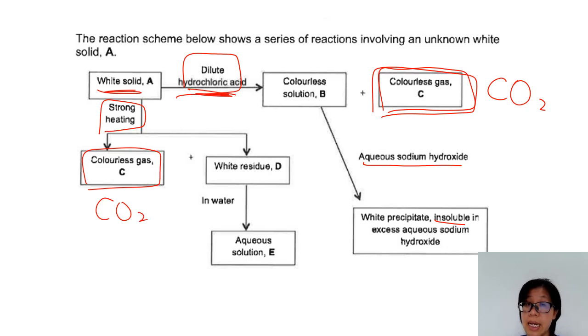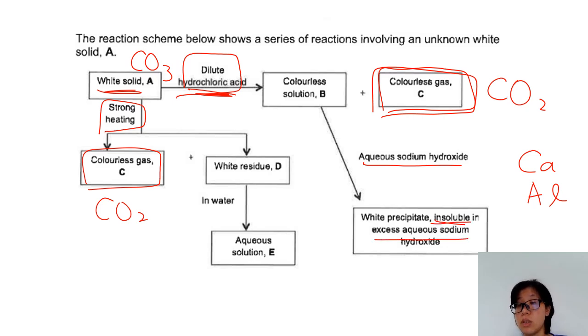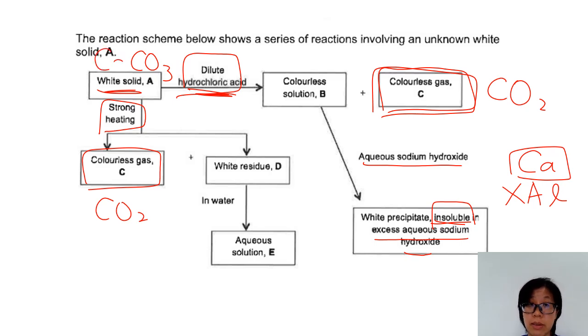Okay, then like I say, to test for carbonates, we add hydrochloric acid. So which means this one must be something carbonate. But what carbonate, later we will see. But it is between calcium and aluminium. But this is insoluble in excess aqueous sodium hydroxide. So if you can remember, if it's insoluble, it has to be calcium. Therefore, aluminium is not in the picture. As such, this is calcium carbonate.